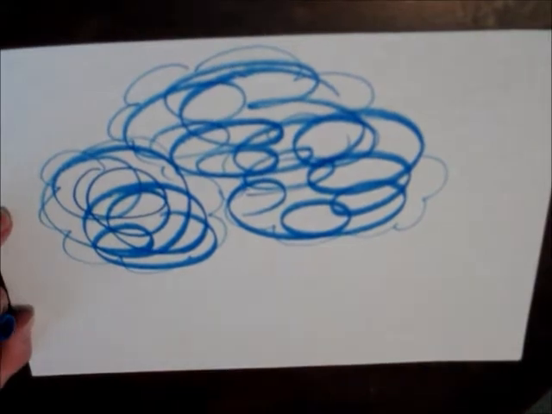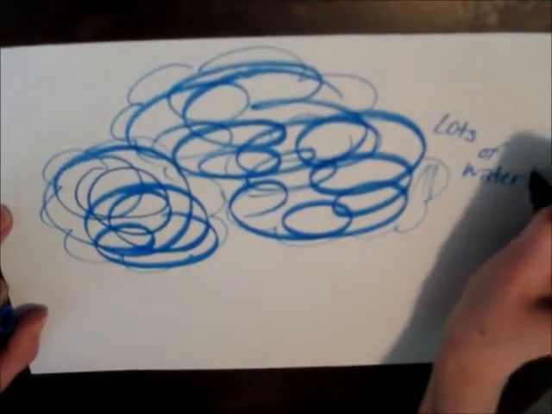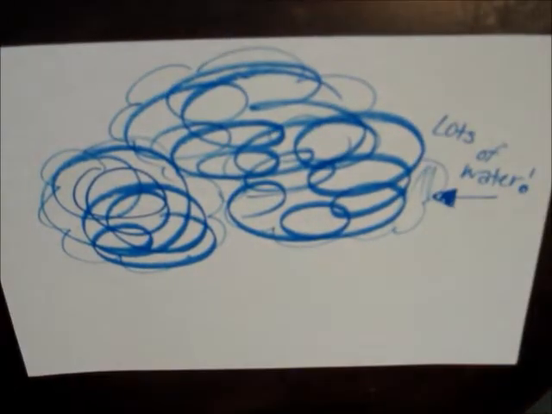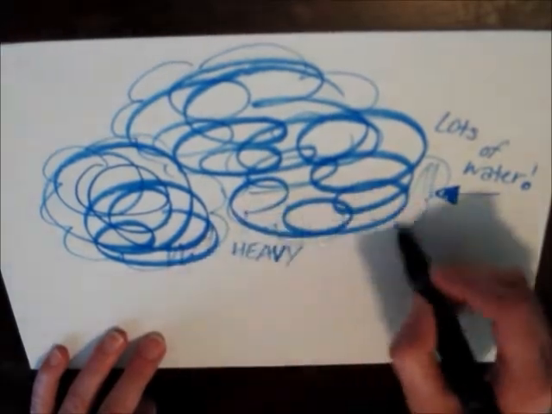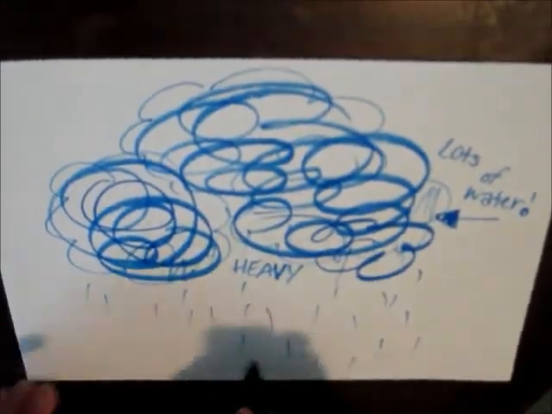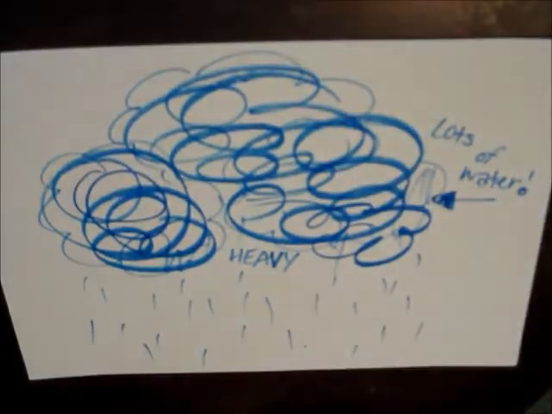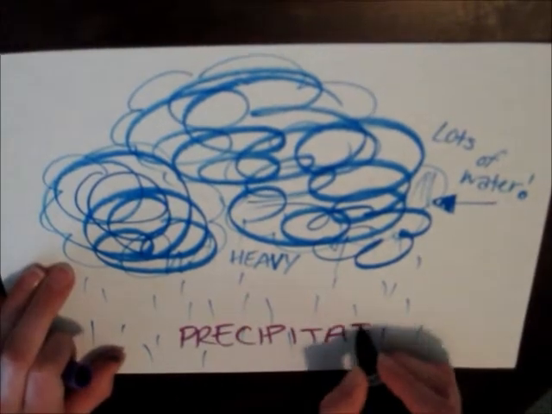Precipitation occurs when so much water has condensed that the air can't hold it anymore and the clouds get heavy and the precipitation falls. Examples of precipitation are rain, snow, sleet, and hail.